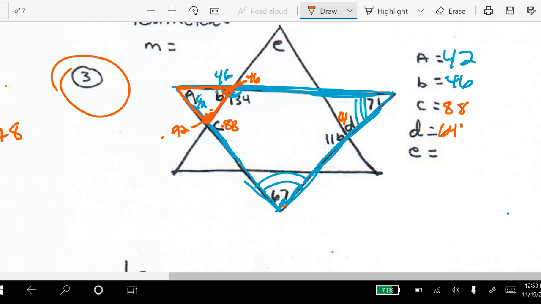You can figure out this angle by using the green one here to subtract from 180. So 180 minus the 64 minus the 71. It's going to be 45. And again, these are equal. So it's going to end up being 89 degrees.